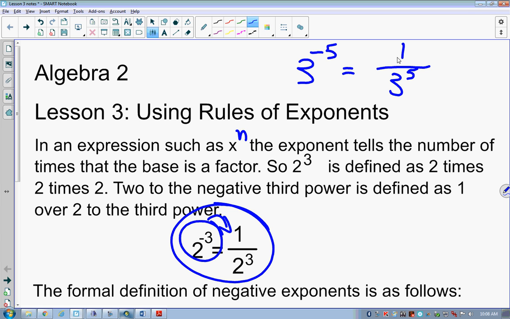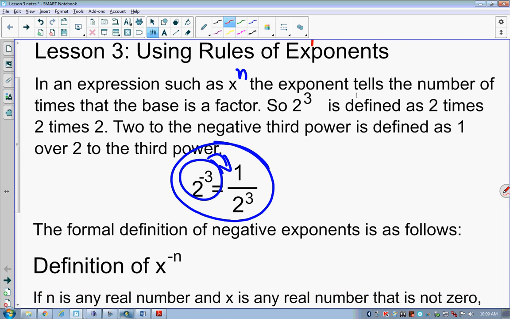And essentially what has happened, if you keep this in mind, is that this 3 to the negative fifth is over 1. So I've created a reciprocal out of it, and whenever I move those things across the division bar, the exponent took the opposite sign.